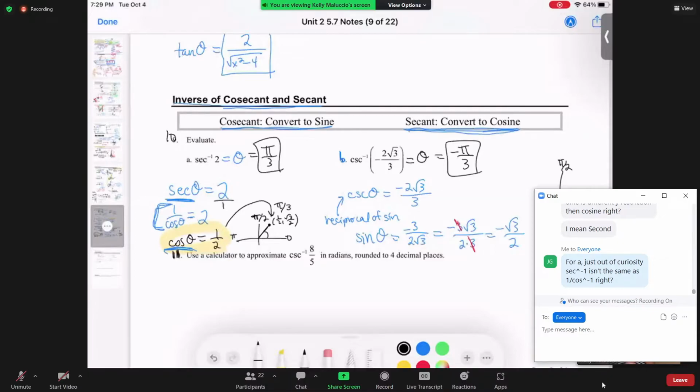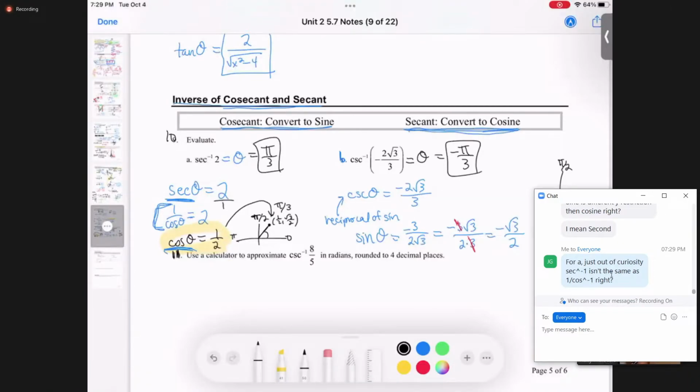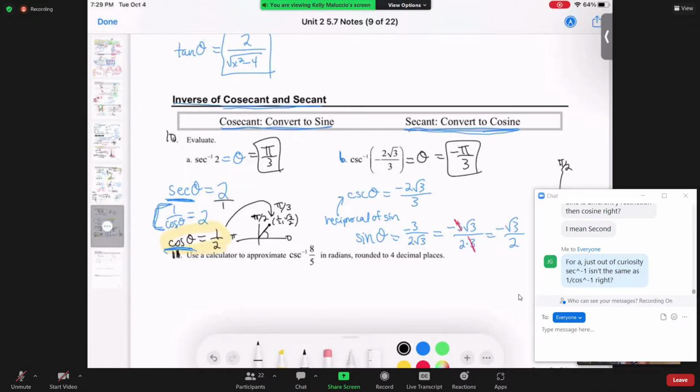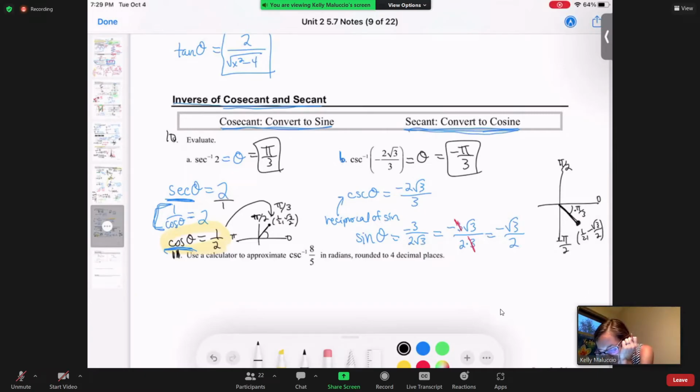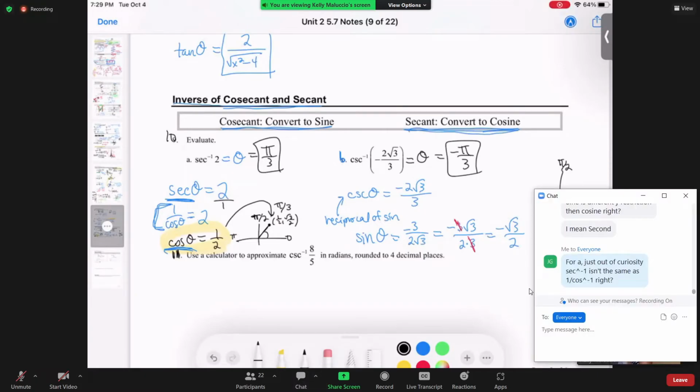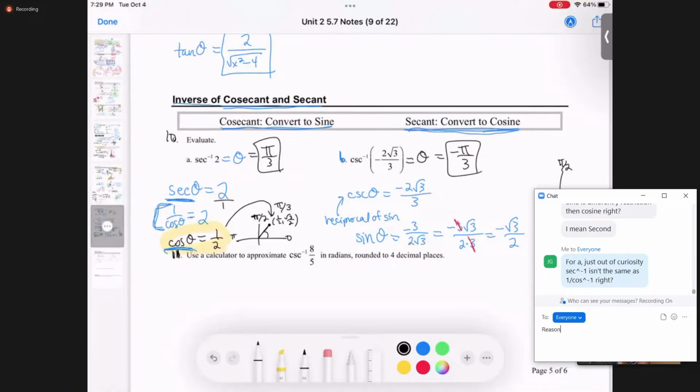So this will be -π/3. For A, just out of curiosity, secant -1 isn't the same as 1/cosine -1. Yeah. So I want to say no, but I can't remember why we don't do that because it might be. If you put it in a calculator and they're the same, then it is.